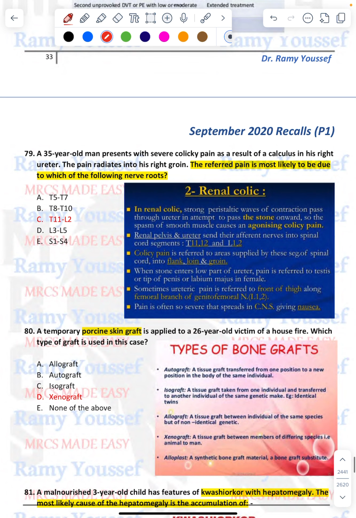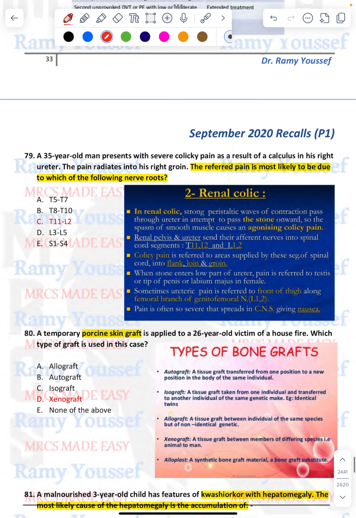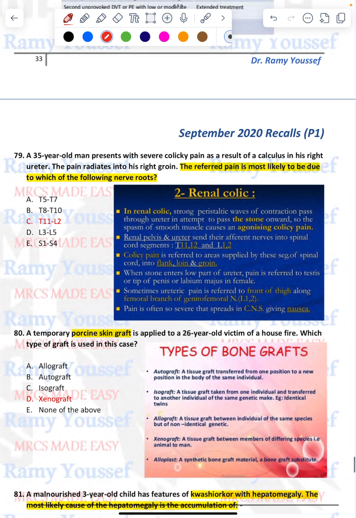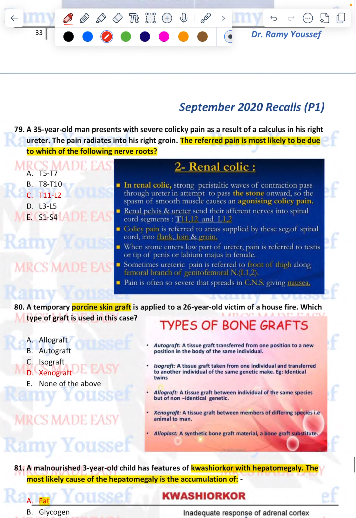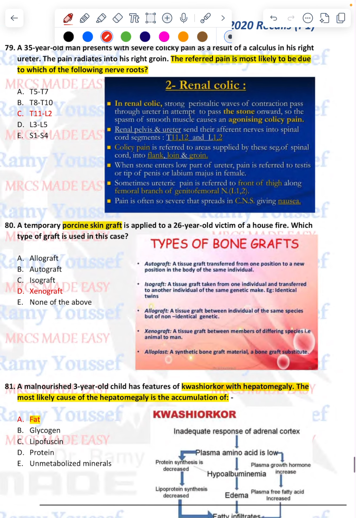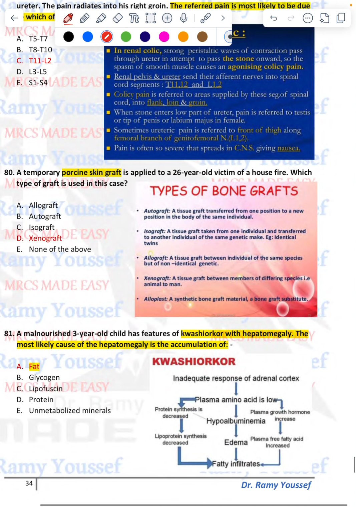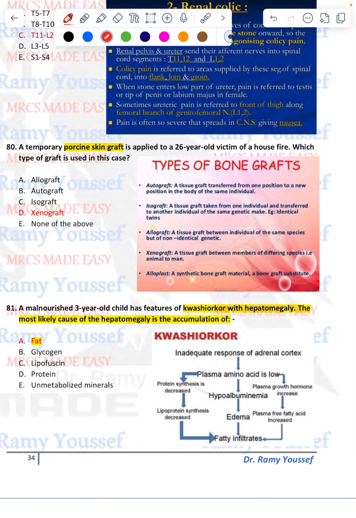A malnourished 3-year-old child with features of kwashiorkor with hepatosplenomegaly. Malnourished, kwashiorkor, hepatosplenomegaly, accumulation of... which is deficiency of vitamin. It's fat accumulation. Inadequate response to adrenal cortex, plasmin, hypoalbuminemia, edema, fatty infiltration.